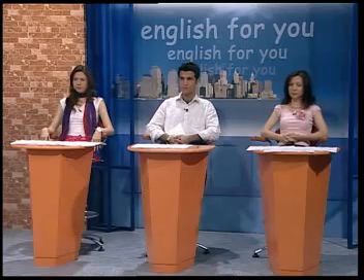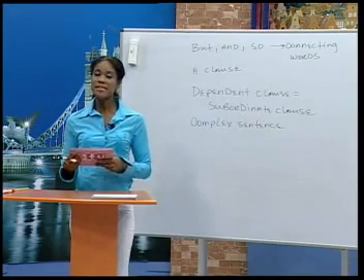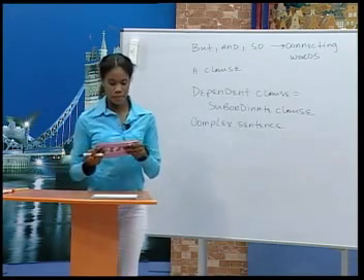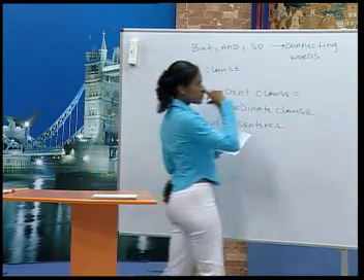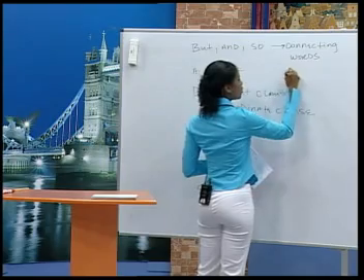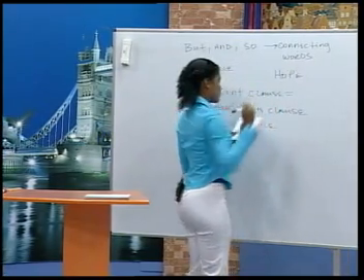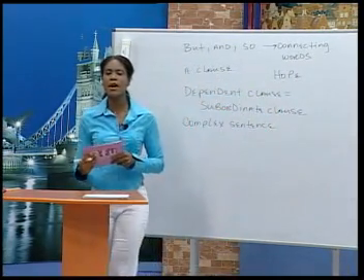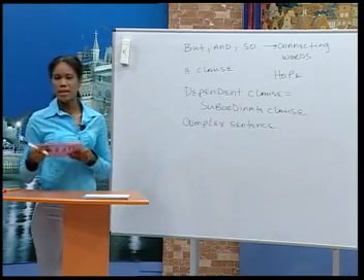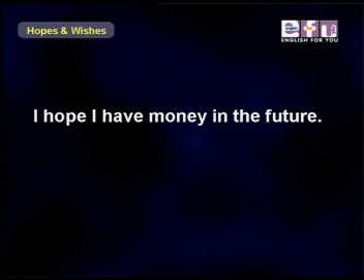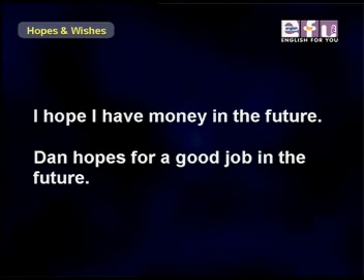Now, let's go back to talking about things that might happen in the future. For things that actually might happen, we use the verb hope. Here are some examples of how we can use hope to talk about things that might happen in the future. I hope I have money in the future. Dan hopes for a good job in the future.